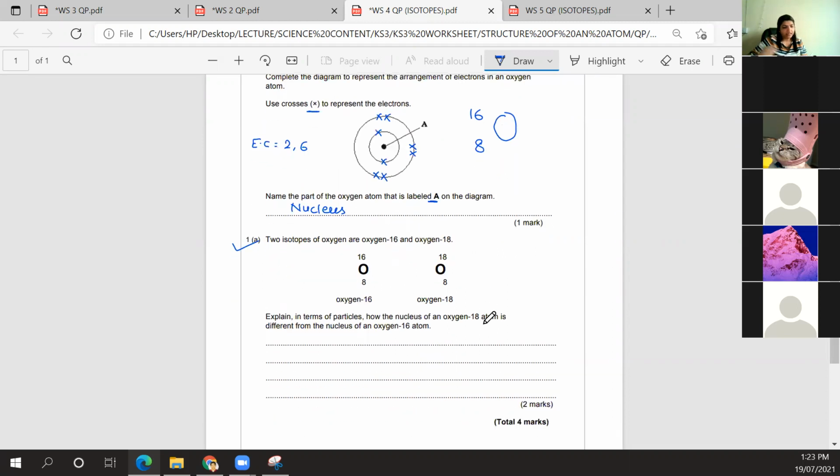Next, 2 isotopes of oxygen are oxygen 16 and oxygen 18. Explain in terms of particles how the nucleus of an oxygen 18 is different from the nucleus of oxygen 16. Yes, how will it be different? There are more neutrons in the oxygen 18 atom than in the oxygen 16 atom.